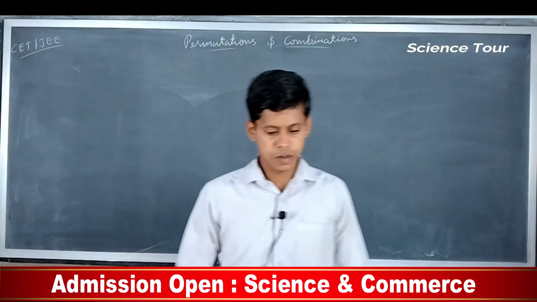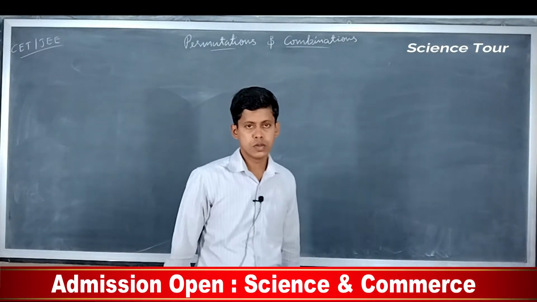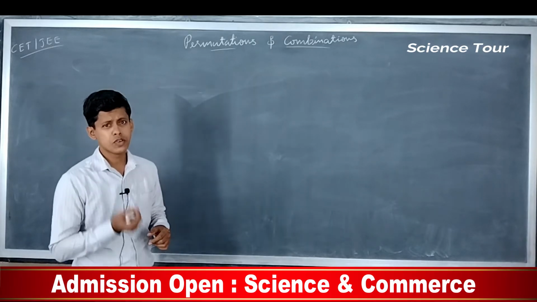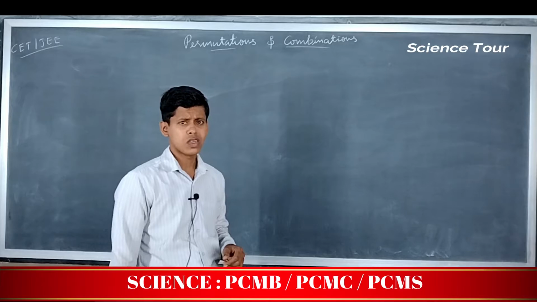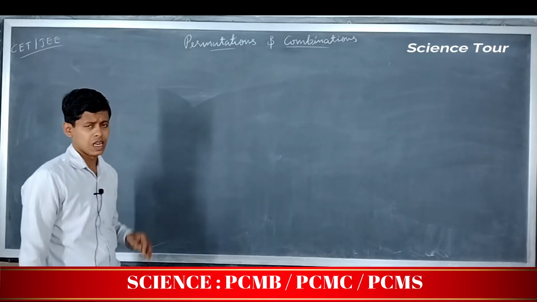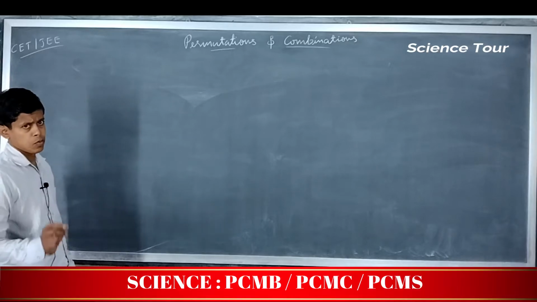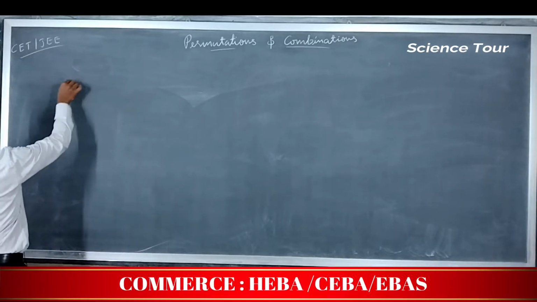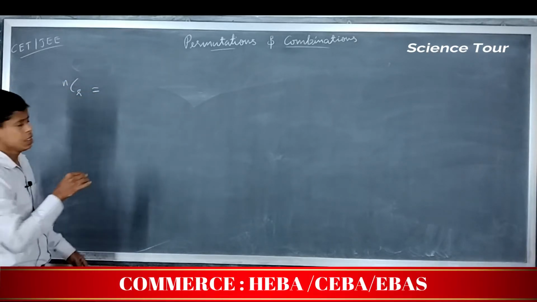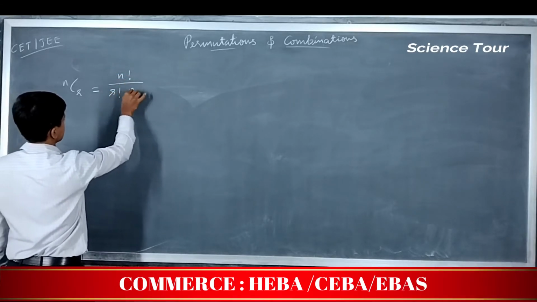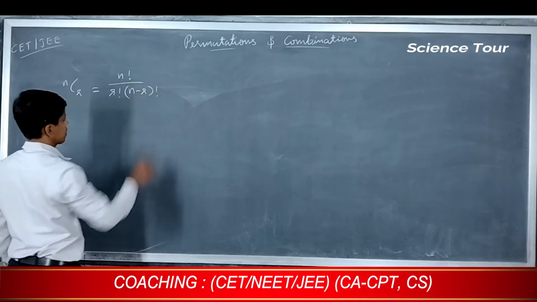Well, dear students, before we go into a few examples, let us understand a few more shortcut formulas which will help us in solving the problems. First of all, what is the nCr formula? nCr is n factorial divided by r factorial into (n minus r) factorial.